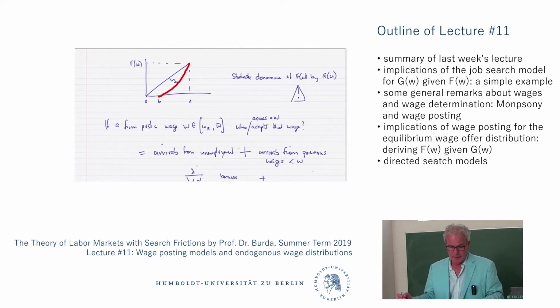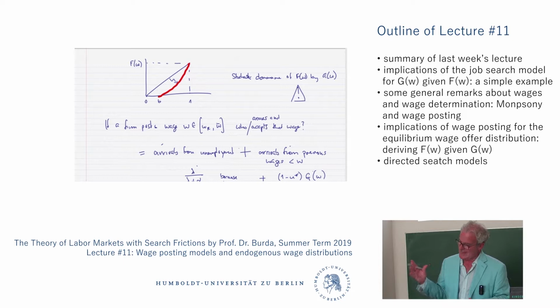Okay, and then plus arrivals coming from those earning less than W. That's just going to be 1 minus U star, the mass of employed people, times the wage distribution at W. So all those people who earn just up to W would be candidates for this.